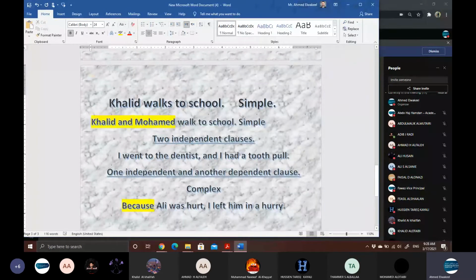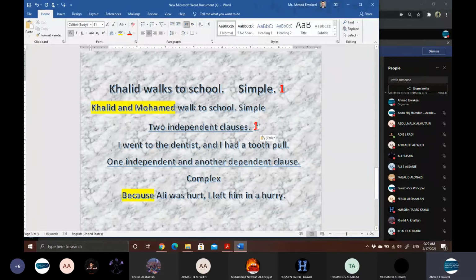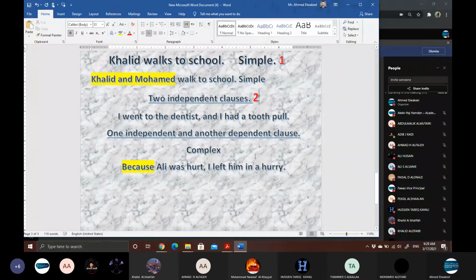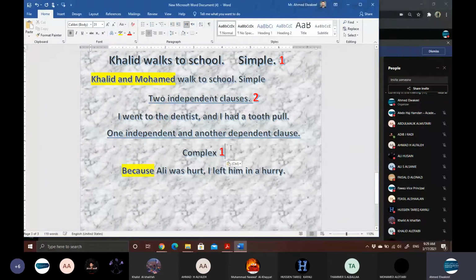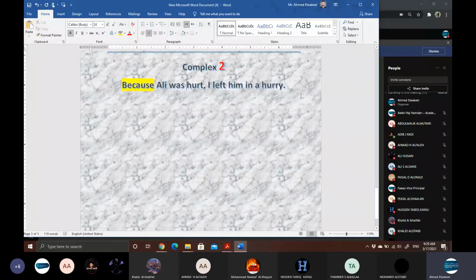So simply we can say that in the simple sentence, I have one clause, and the clause is a main clause. In the compound sentence, I have two clauses, and both of them are main or independent. In the complex sentence, I can have at least two, one independent and one dependent, or even more than one dependent clause. What about the last type of the sentence, the compound complex?